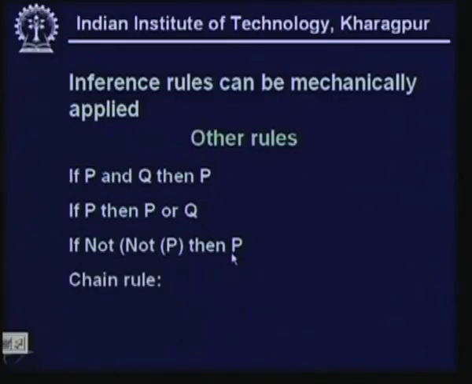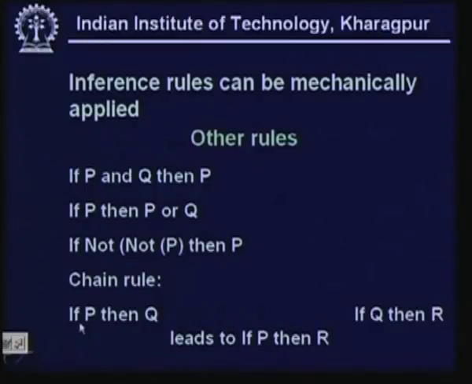Then there is a very interesting and useful rule that's called the chain rule. For example, if we have one rule, if P is true, then Q is true, and I have another rule, if Q is true, then R is true, then we can certainly infer that if P is true, then R is true, because P being true makes Q true, and Q being true makes R true. So there is a chaining. Therefore, by transitivity we can say if P is true, then R is true. This is called a chain rule, which will find a lot of applications when we look at rule-based systems.